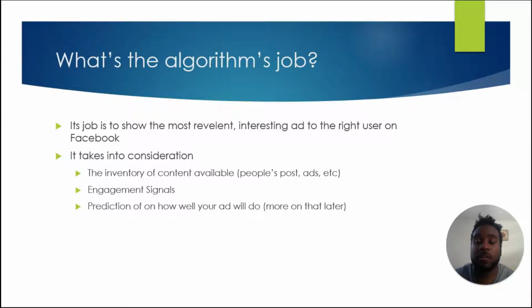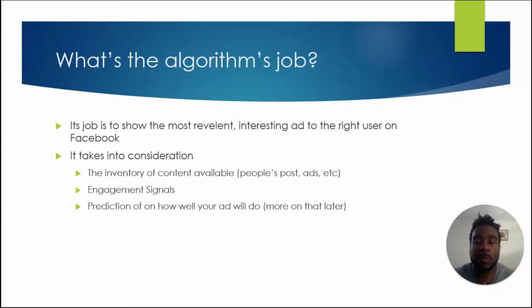The inventory, which is all the available content that's out there. That means the ads that you and I run and people's posts, like the Facebook users' friends and family, whatever they're posting. Facebook wants to show a lot of those posts as well. That's why I usually see a person's post first and then an ad, and then you see 2 or 3 other posts from your friends or family, and then you may see another ad. You may see more people's posts depending on the user profile that Facebook has made for you.